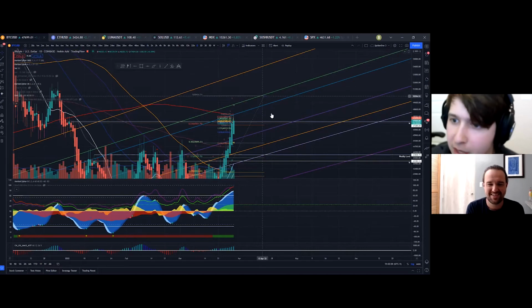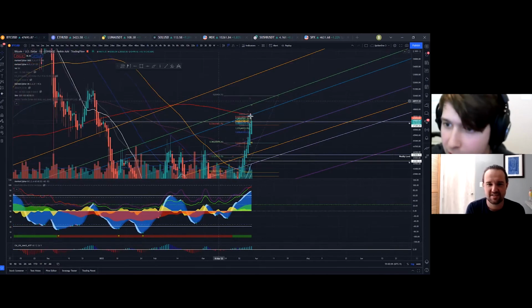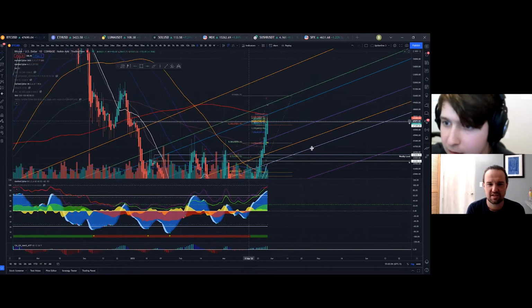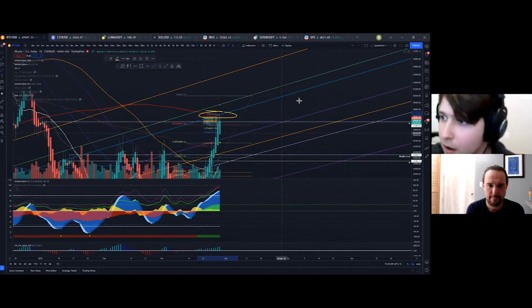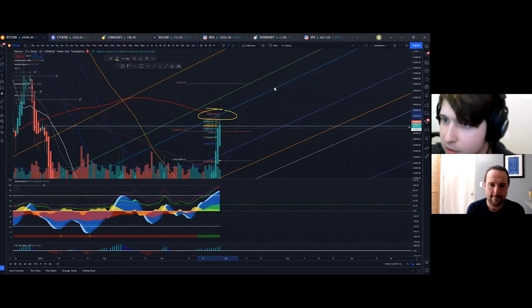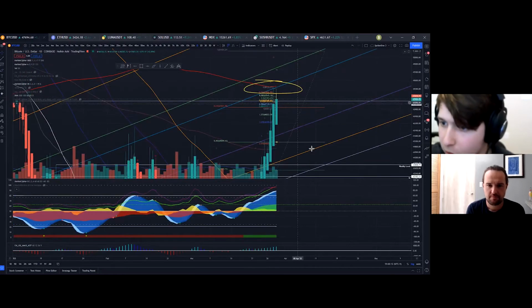So I think it depends on whether this 200 MA that we're currently battling with right now becomes clear resistance and we reject off of it. Then I think it's more likely that we come down to that 44K area.